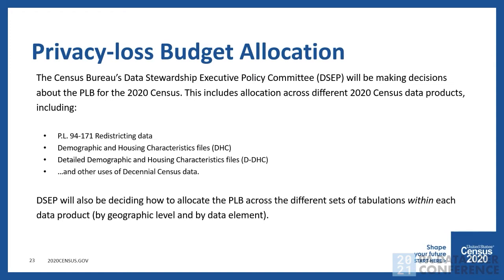More so, within those data products, you have a large number in most cases, of different tabulations at different levels of geography that also need to receive shares of the privacy loss budget. So the amount of privacy loss budget that you allocate to any particular data element at any particular geographic level is going to determine the relative accuracy of those tabulations vis-a-vis each other. And those are policy decisions as well.